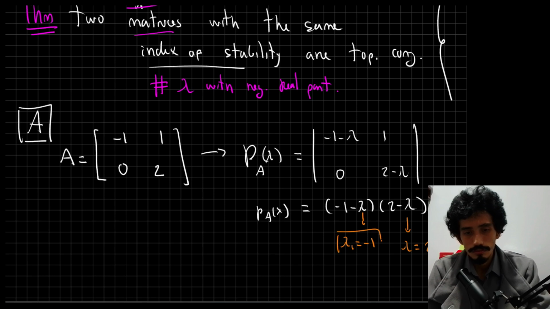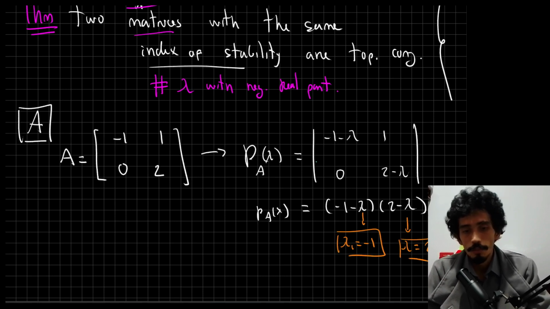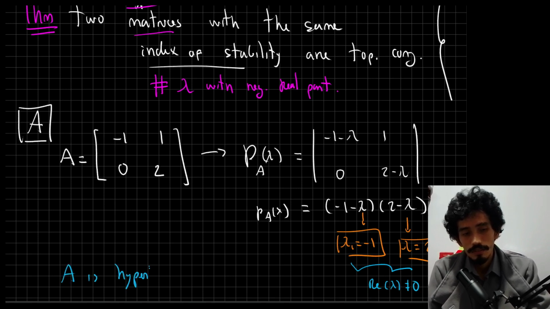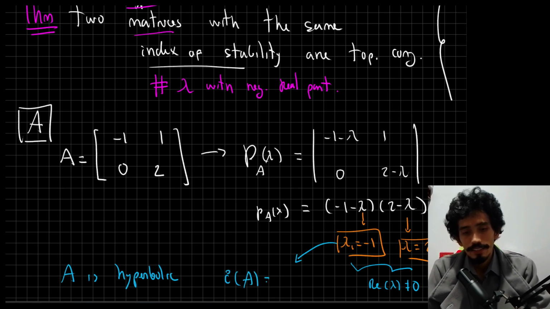So given that both eigenvalues have a real part that is different from 0, the matrix A is hyperbolic. And it has one eigenvalue with a negative real part, so the stability index of A is equal to 1.